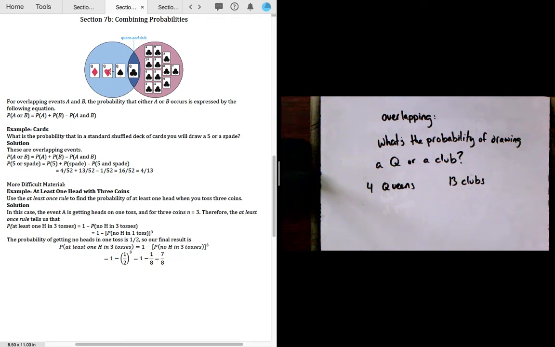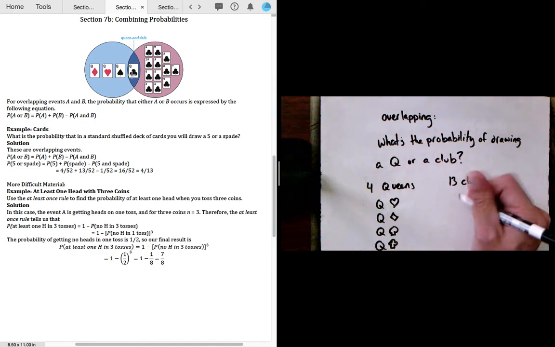The problem with that, though, is if we look in the middle, there's one card that satisfies both of those definitions. It's a queen and it's a club. And so unfortunately, I counted it in my queens. I could write out four queens here with heart and diamond and spade and club. And then I could write out all my 13 clubs. Ace of clubs, two of clubs, three of clubs, four, five, six, seven, eight, nine, 10, jack, queen, and king. Sorry, off the page.